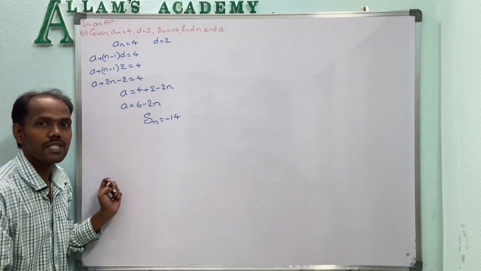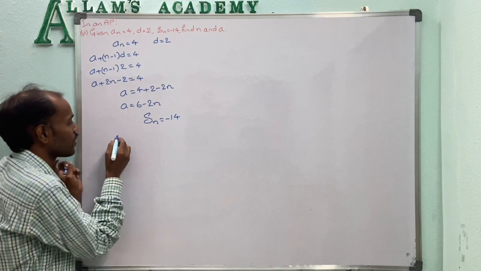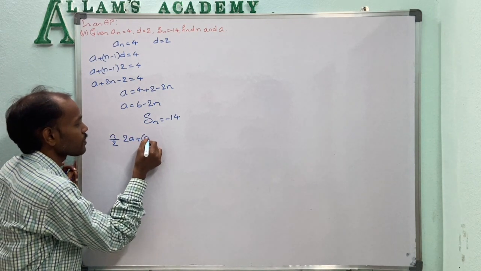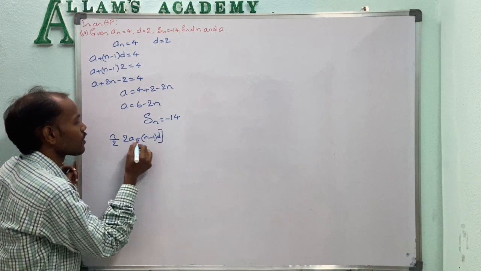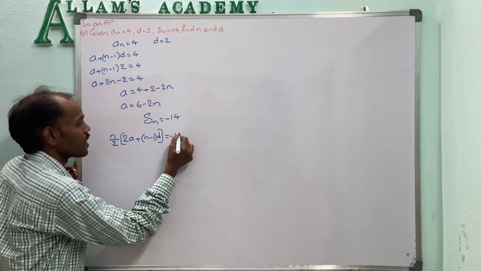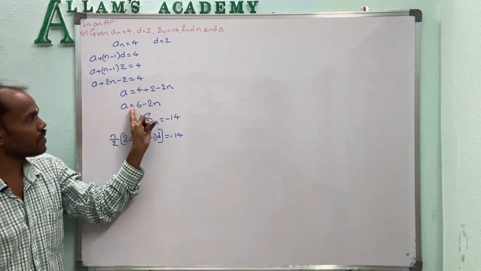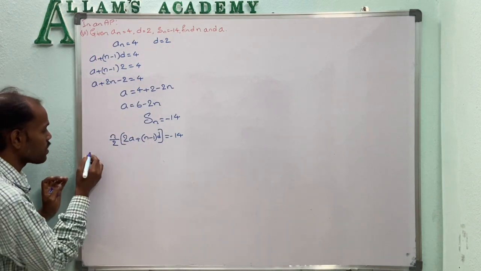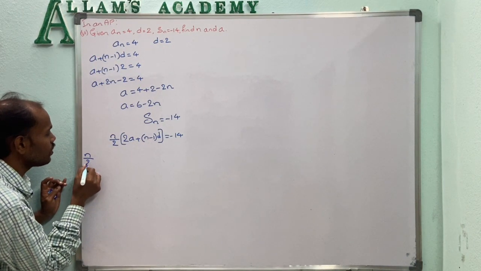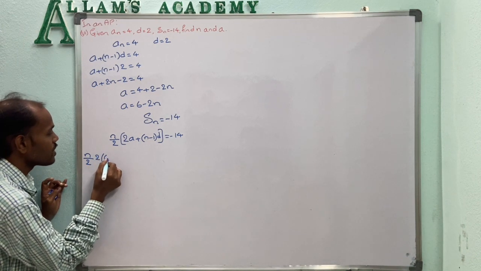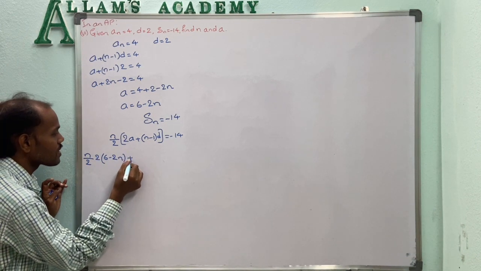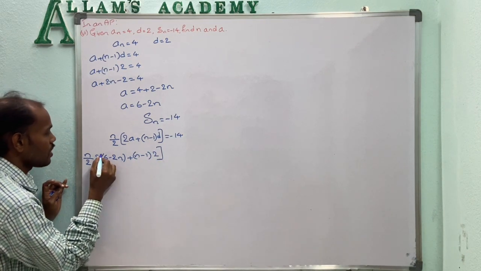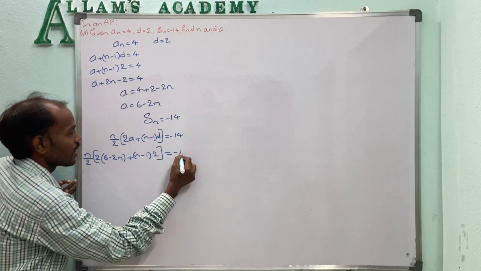The sum of the n terms of this arithmetic progression is equal to n by 2 into 2a plus n minus 1 into d, equal to minus 14. Now here a we substitute as 6 minus 2n, and the d value is given as 2. So that will be substituted: n by 2 into 2 into a, that means 6 minus 2n, plus n minus 1 into the d value, which is 2, is equal to minus 14.